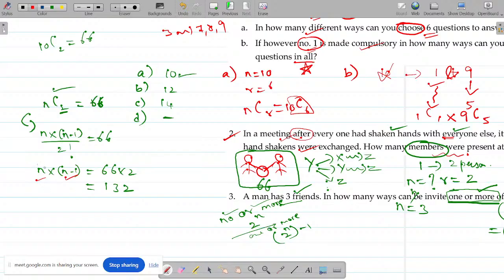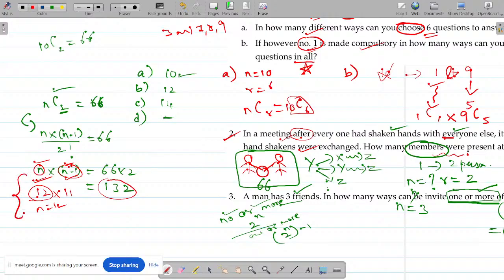So if you check the nature of n and n minus 1, you have two consecutive numbers. So you take the value of n in such a way that if you multiply one number less than that, you'll get 132. So if you take 12 and 11, you'll get 132. So what's the value of n? 12.